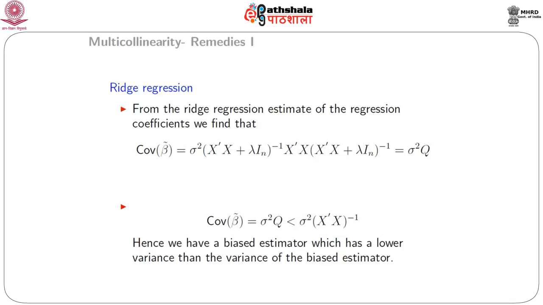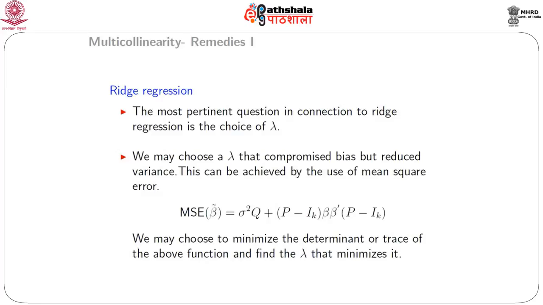Now we may choose a lambda that compromises bias but reduces variance, and this can be achieved by using the mean square error. The underlying idea is to find a biased estimate with less variance, but we still need to find the threshold or cutoff value for lambda. This can be obtained using the MSE expression for beta tilde. MSE of beta tilde equals sigma square Q plus (P minus I) beta times beta prime (P minus I) prime. We may choose to minimize the determinant or trace of the above function and find the lambda that minimizes it.